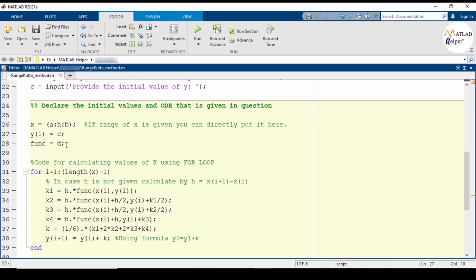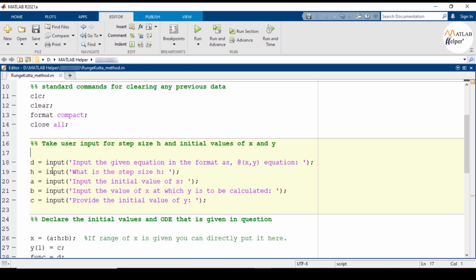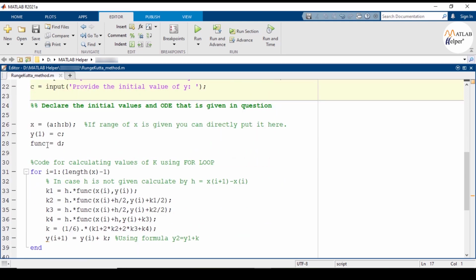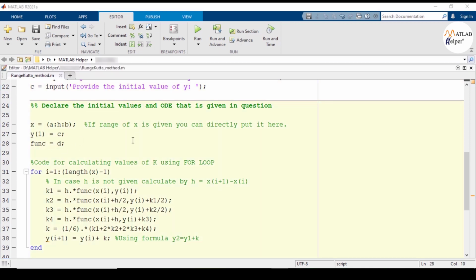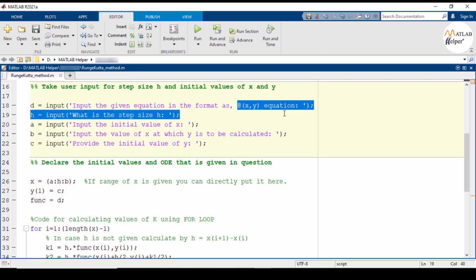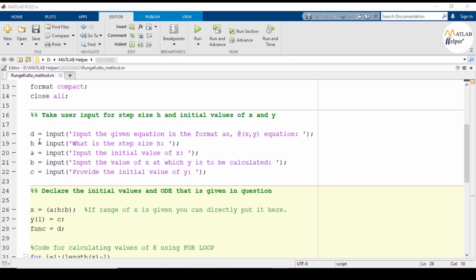Down the line to 28, this is the important part of the program. Here the equation that is inputted by the user and stored in the variable named d is now assigned to the variable named func. So whichever equation the user inputs in the format given as this @xy will be provided as input to the variable func. Sometimes it becomes difficult to understand this line, so you can do it like this.